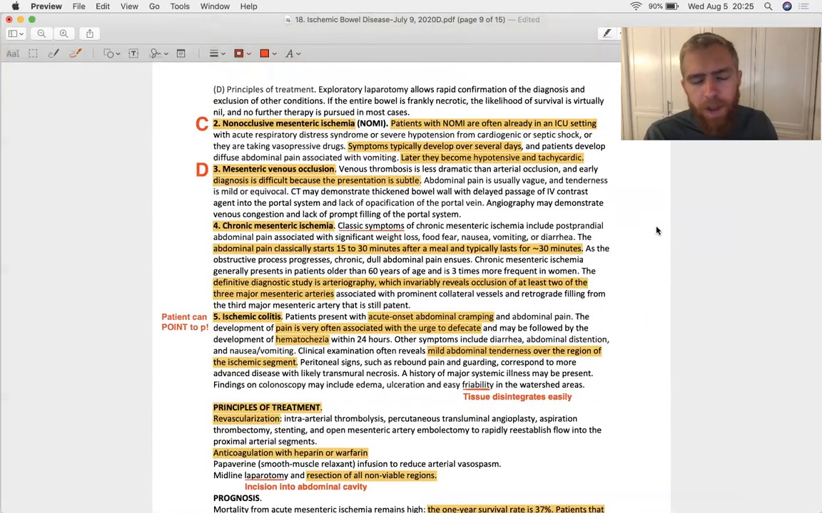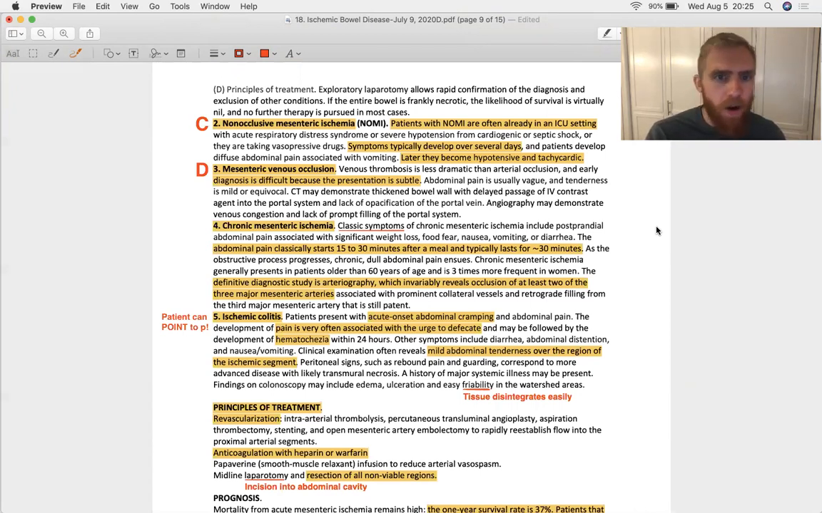And so, again, this section is just talking about the diagnosis and the separation in your mind of these different causes of mesenteric ischemia. Non-occlusive is typically associated with patients who are already in the ICU. That's that NOMI acronym.